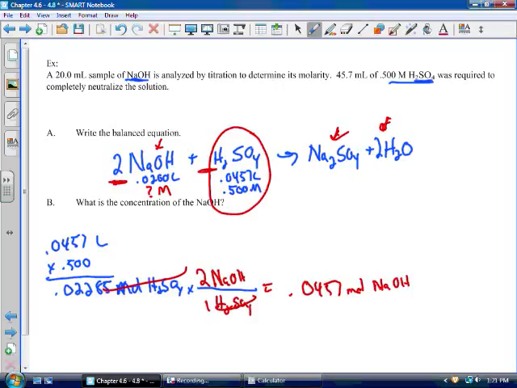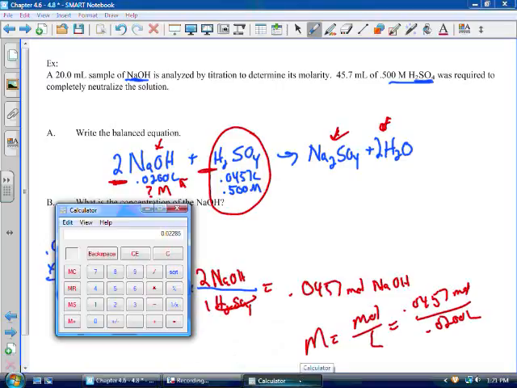Now, I know the moles of NaOH. I know the volume of NaOH from the problem given. So to get molarity, we know molarity is moles over liters. So if I take my 0.0457 moles and divide that by 0.0200 liters, I get 0.0457 divided by 0.0200. I get a molarity of 2.29 molar NaOH.